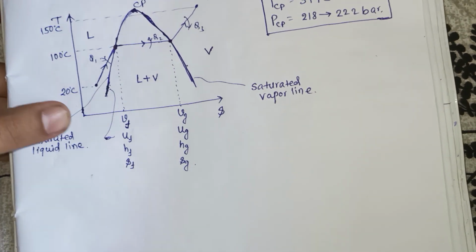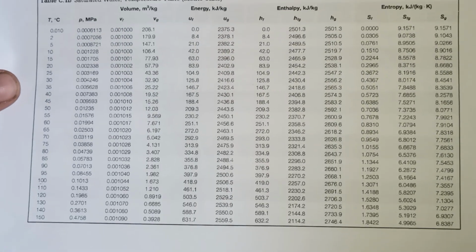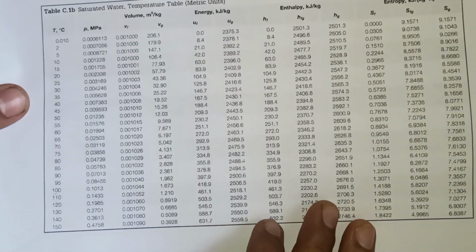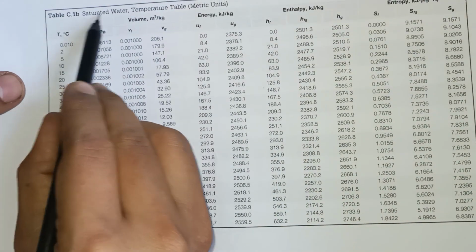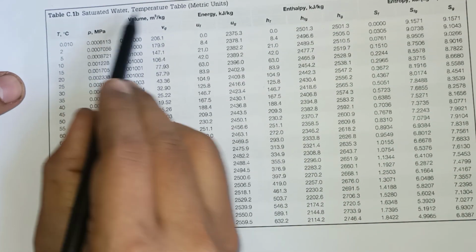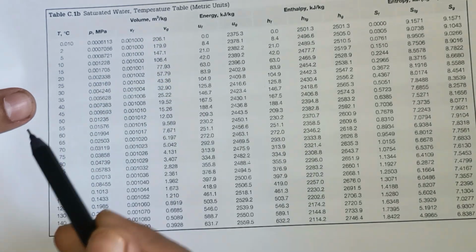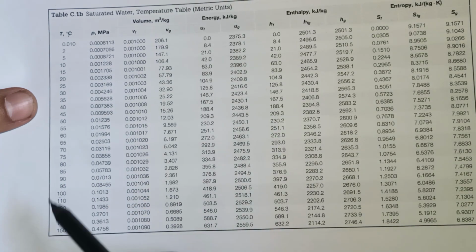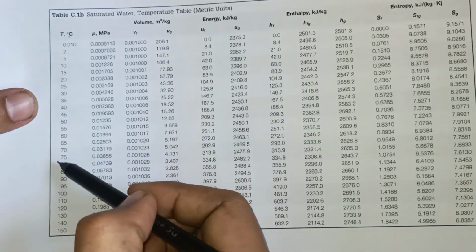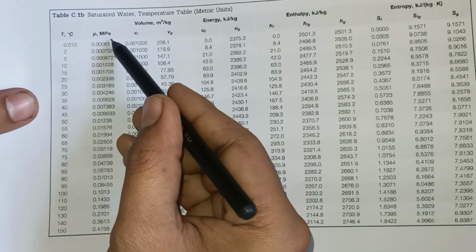Now suppose I have the steam table. This is a steam table. In this steam table there is a saturated water temperature table. This is the temperature table, in metric units, with the temperature in degrees Celsius, and with respect to this temperature the pressure is there. Pressure is in megapascal.